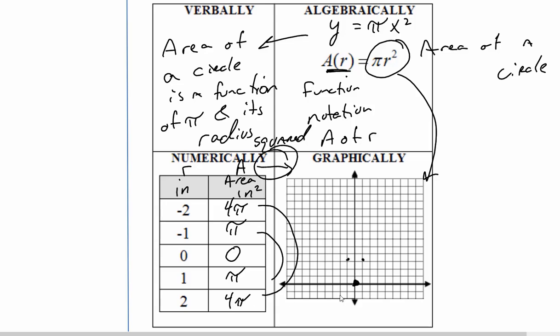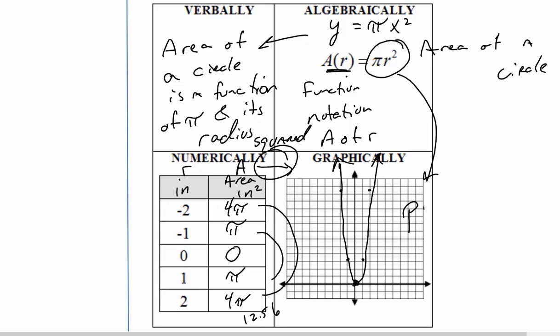If I plug in 2, I get 4 pi, which is right around 12.56, give or take. So I'm going to go over 2 and up 12.56. So 3, 4, 5, 6, 7, 8, 9, 10, 11, 12, give or take right there. Let's reflect that over. We get that. As you can see, the graph kind of comes down and then goes back up. I know my graph is terrible, but it's kind of hard with this pen that I'm using here.